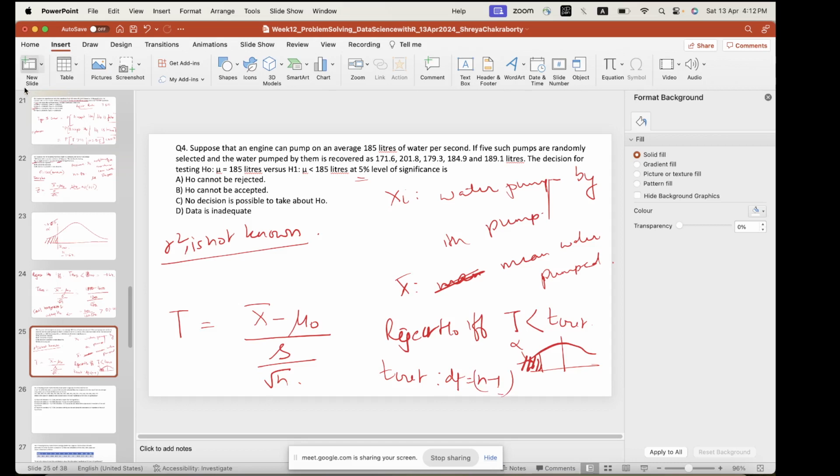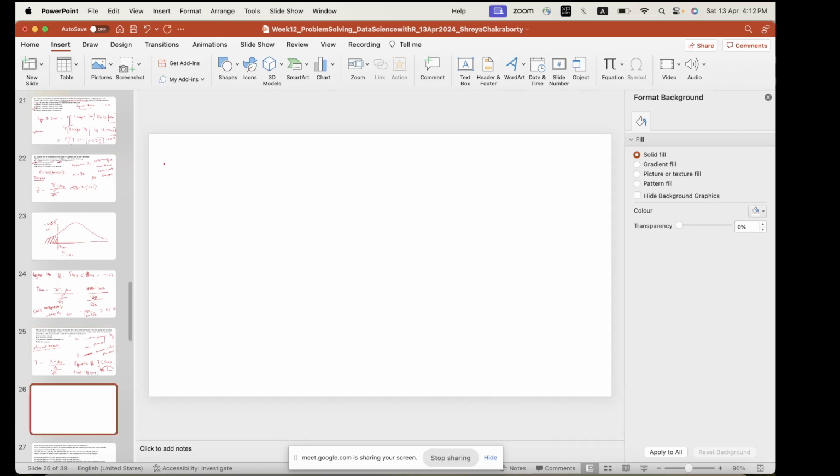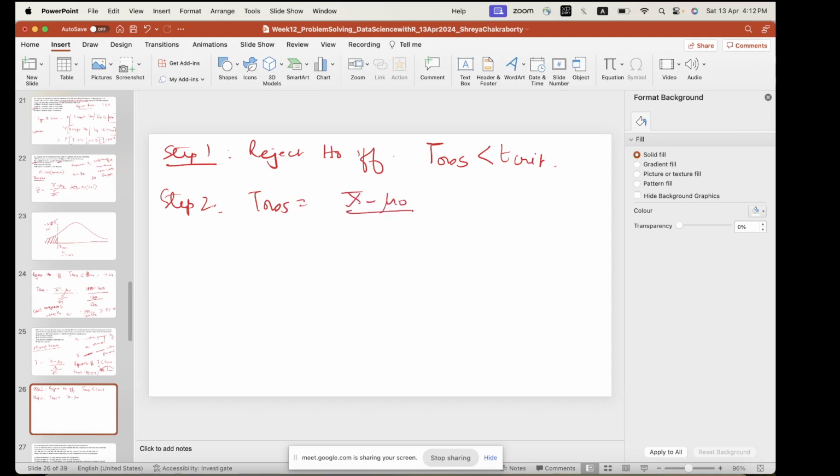So let us just find out. Step 1 is the rule: reject H naught if and only if T observed is less than T critical. Okay, step 2 is get T observed. T observed is X bar minus mu naught by S by root n. So this will be how much?